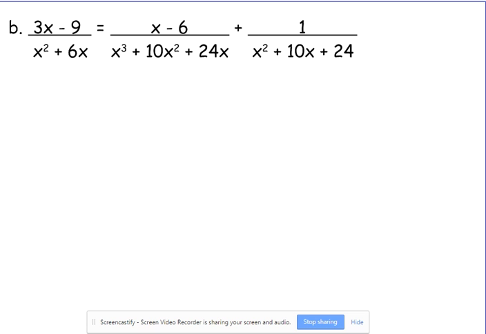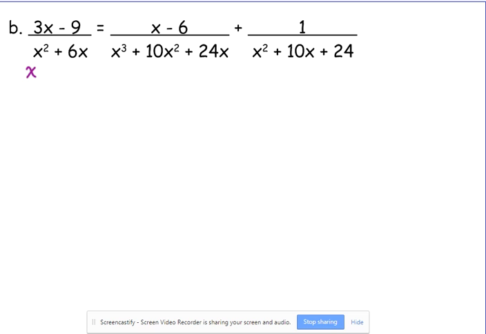It's really not that bad because there is a lot of overlap in these denominators. So let's just go ahead and... So while y'all are writing, I'm going to start thinking. Okay, and I'm going to start factoring.